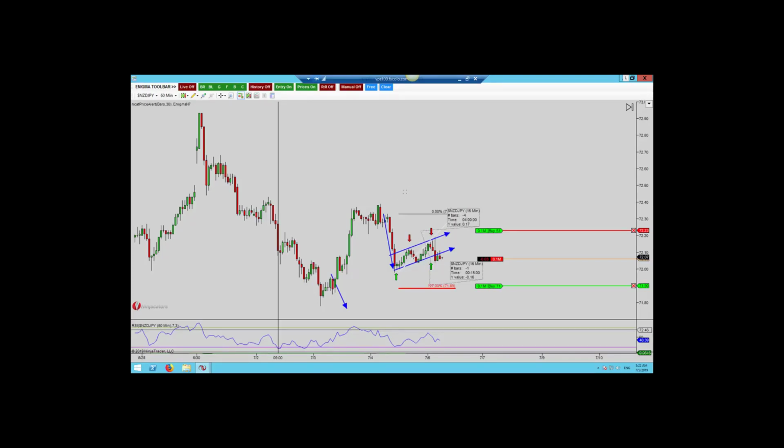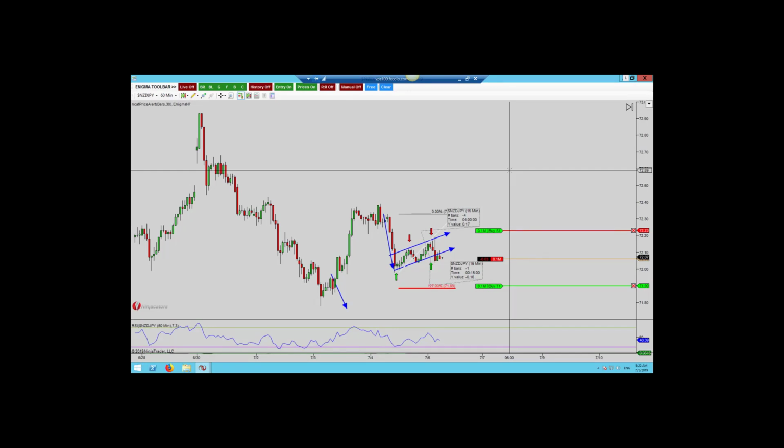This is the New Zealand yen on the 60 and we have a flag pattern. Now it's very early here, it's only 20 past 5 in the morning, and I was looking at this last night but it wasn't completed. I didn't have the confirmation last night. I've just woken up and we have had more than the confirmation, we've actually had the breakout.